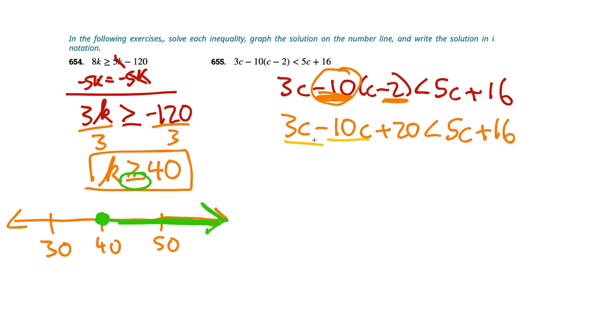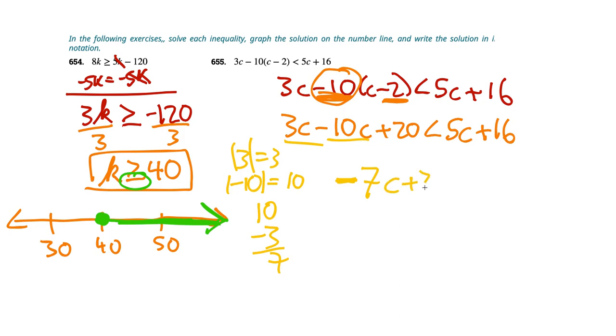And then think about the absolute value. Absolute value of 3 is 3. Absolute value of negative 10 is 10. Which one has a greater absolute value? The negative 10c. So I know my answer will be negative, and then I just do simple subtraction. 10 minus 3 is 7. Okay, so it's negative 7c plus 20 is less than 5c plus 16.